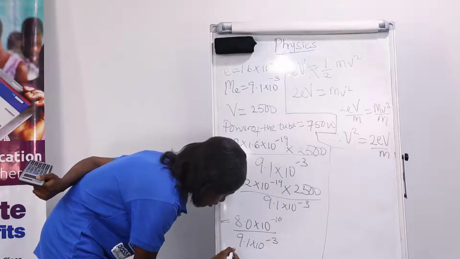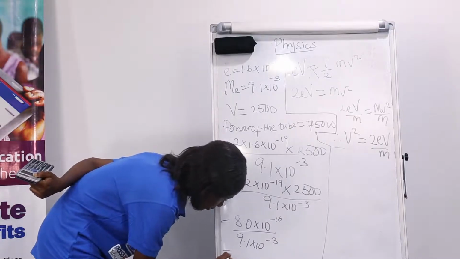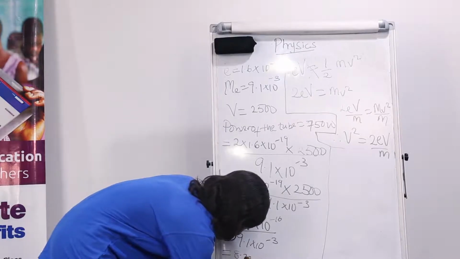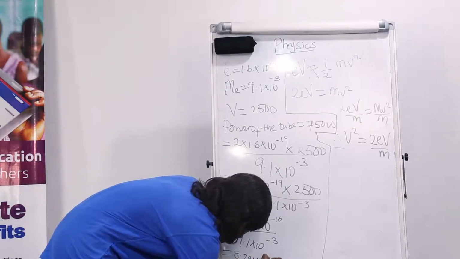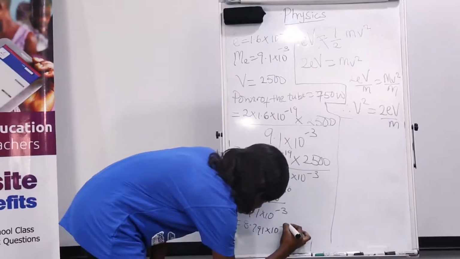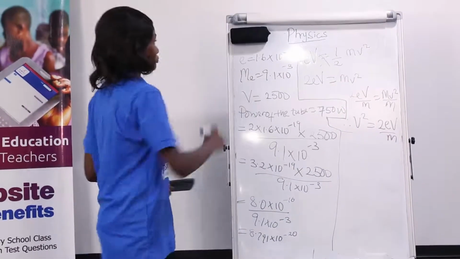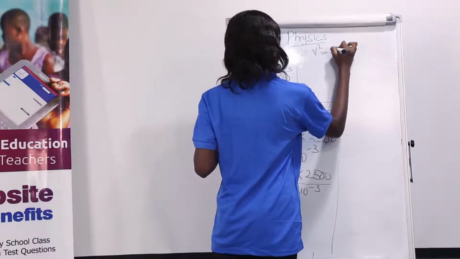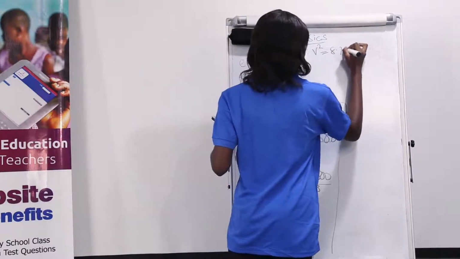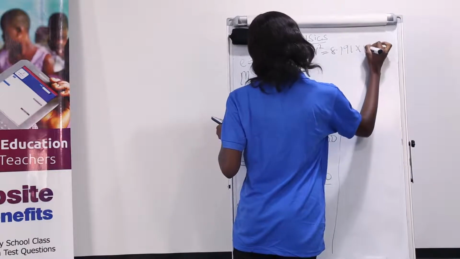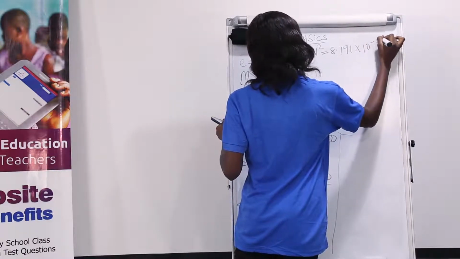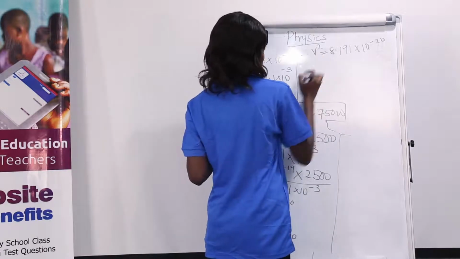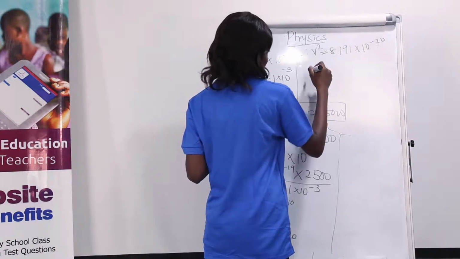We have 8.0 times 10 raised to the power minus 16 divided by 9.1 times 10 raised to the power minus 3. We have 8.791 times 10 raised to the power minus 20. Therefore, our v squared is equal to 8.791 times 10 raised to the power minus 20. To calculate v, we would square root both sides.